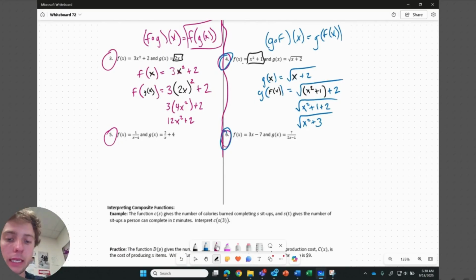5 and 6, same idea. If you're good with these, just check your answers at the end. If we need to watch them and double check, definitely do so. Otherwise, you'll see my work here.